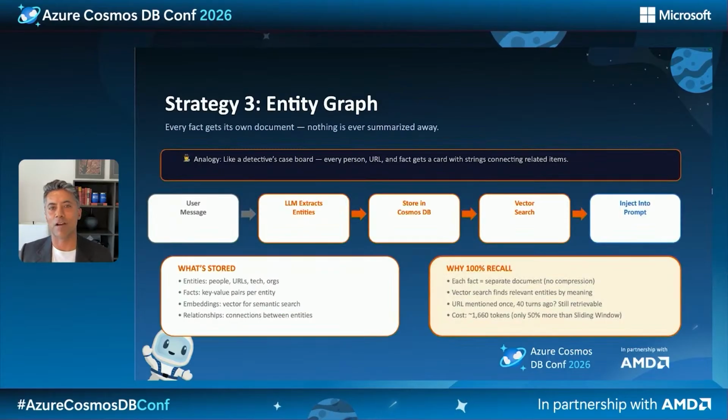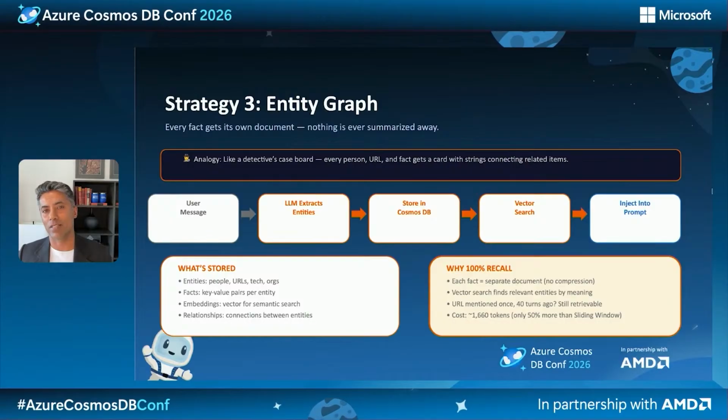Finally, we got entity graph, and I love this analogy. It's like a detective's case board where you have all these different facts and linkages between them, right, with every single card having connections between them. And that's entity graph. So what does it store? It stores all the entities, anything real world, a name, an organization. Any real-world entity gets stored. Facts are key-value pairs for that particular entity, and you can have any amount of these.